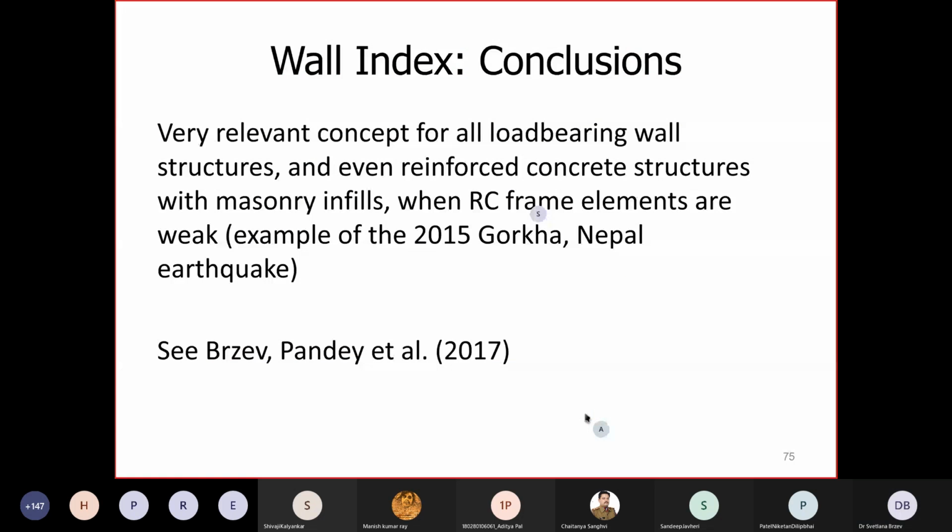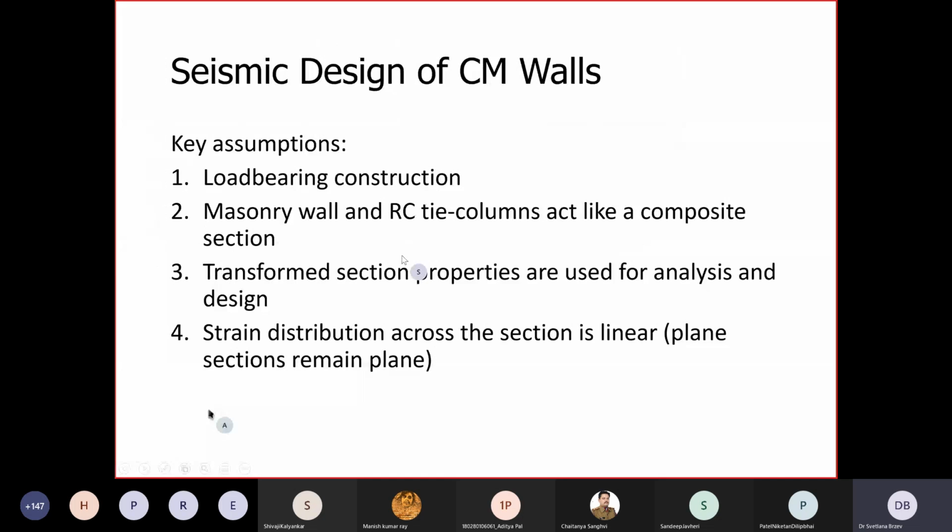We published a paper related to that. I listed the paper at the end, which showed that if reinforced concrete frames with infills perform similar to confined masonry buildings, then wall index is very important. So that means if frame elements are very small, like the ones that exist in Nepal, they basically behave like wall structures. But in any case, in the Indian context and for confined masonry, the wall index and its application is very important for improving seismic safety, at least at the preliminary stage of the design. So that is all about wall index.